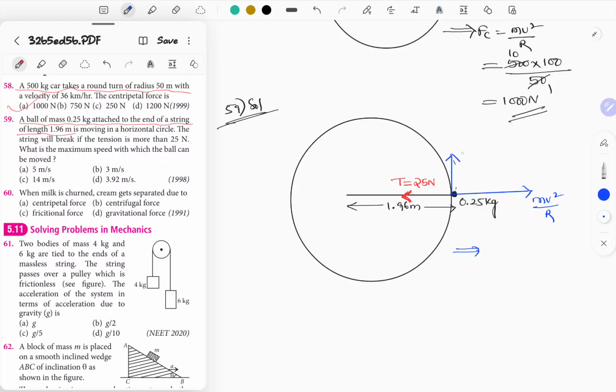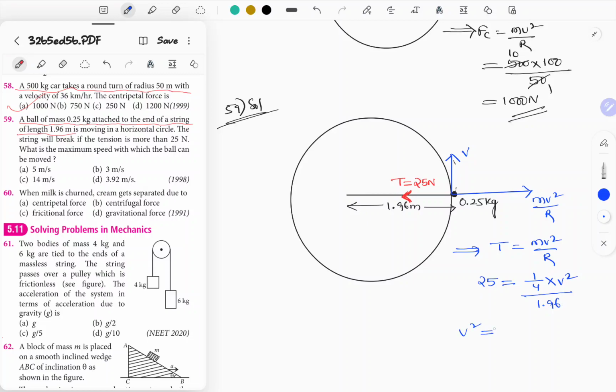Okay, so let's say this velocity is v. Now T is equal to mv square by r. Tension in the string is represented as 25. Mass of that ball is 0.25 kg. 0.25 kg can be represented as 1 by 4, right? Yes, into v square. We don't know v, that's what we have to find out. What's the value of r? r is 1.96 meter.